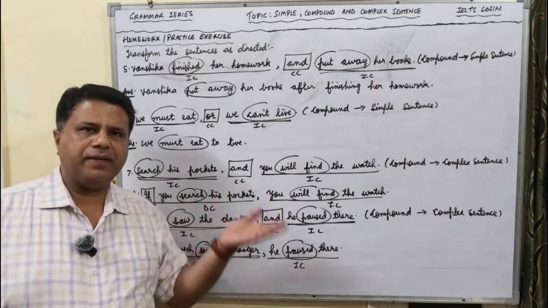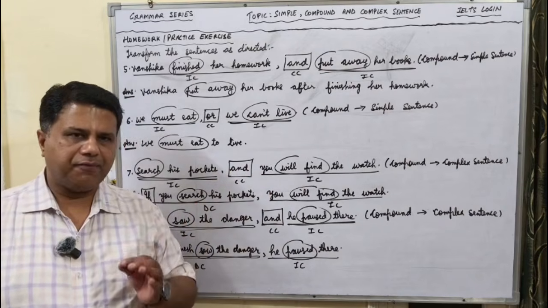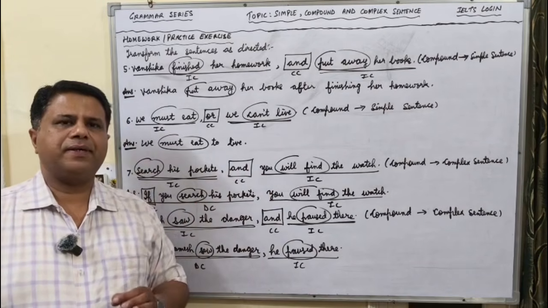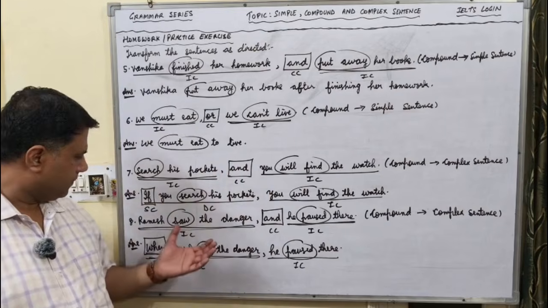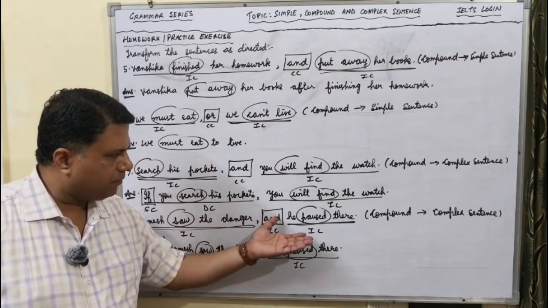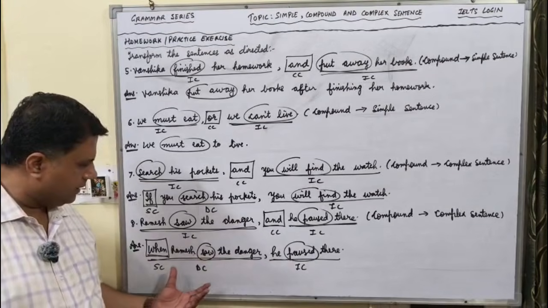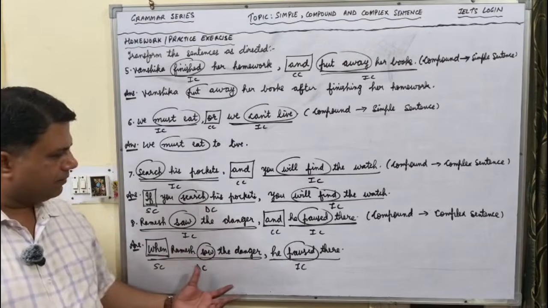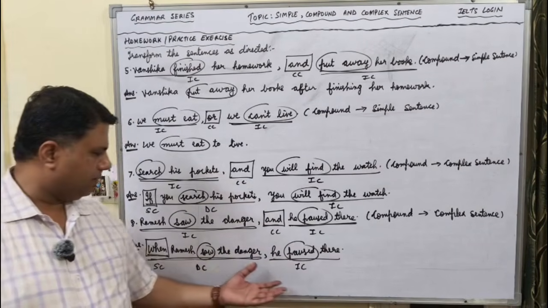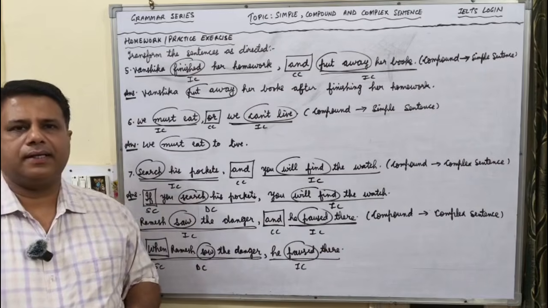So what is the difference between complex and compound sentence? One difference is of conjunction, another difference is of dependent and independent clause. Ramesh saw the danger and he paused. Very easy. When Ramesh saw the danger, "when" is a subordinating conjunction, this is a dependent clause, he paused there, independent clause. So this is a complex sentence.